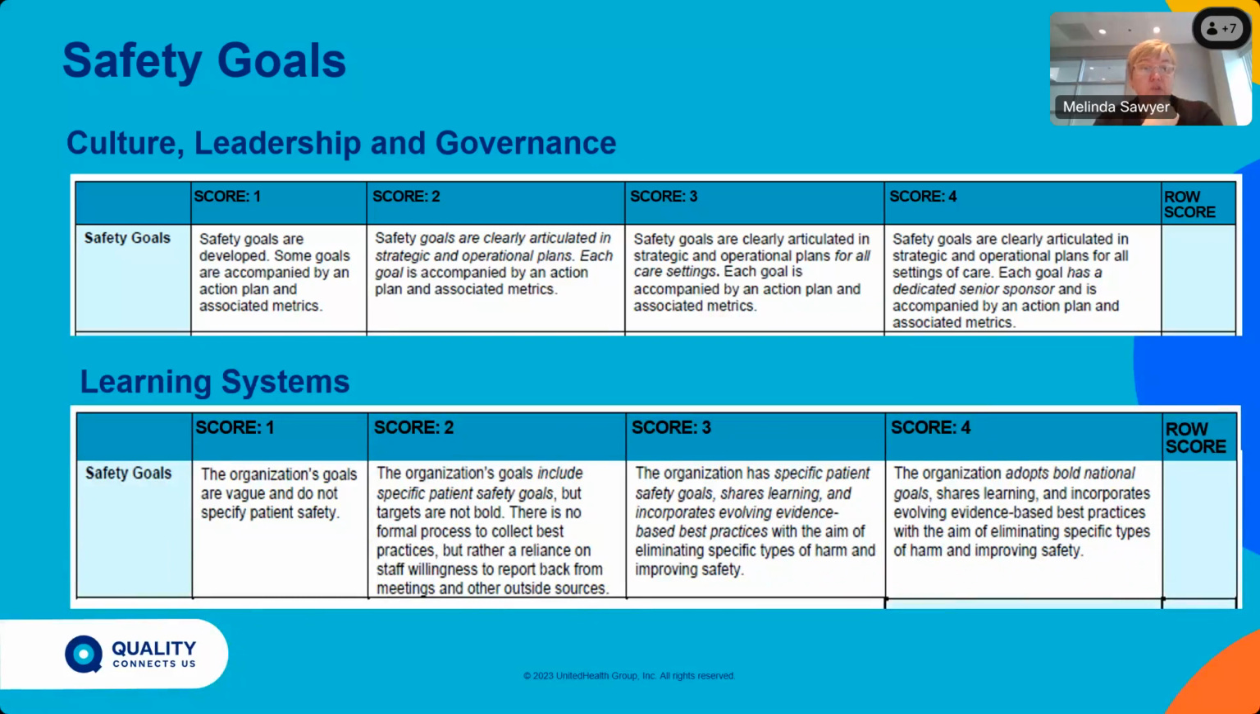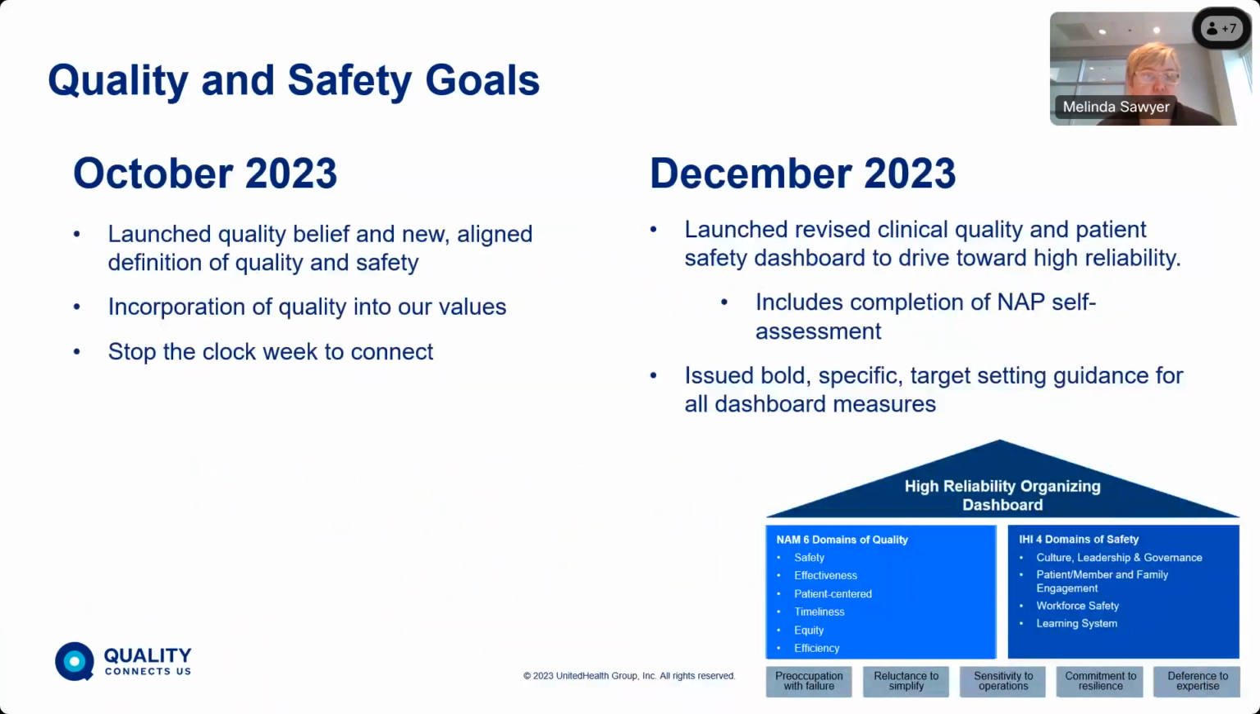So safety goals, this was a big one that you heard about, and it's both in learning systems and culture, leadership, and governance. Next slide. So again, we wanted to get as close to the 4 as we could. So in October 2023, we launched a new aligned quality belief. We incorporated quality into our values of an organization, and we did a stop the clock week, which was a big effort in an organization our size.